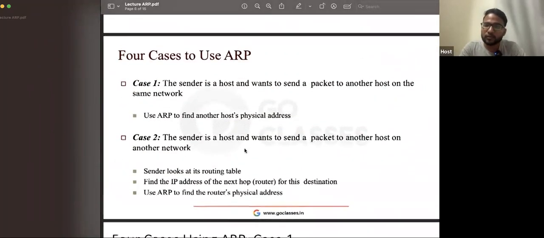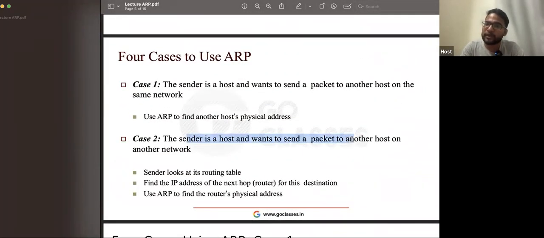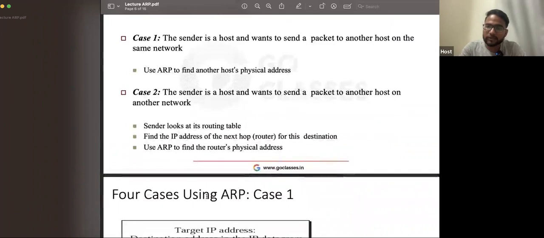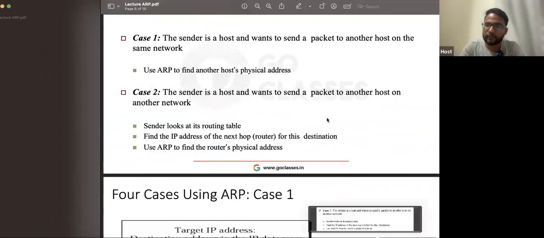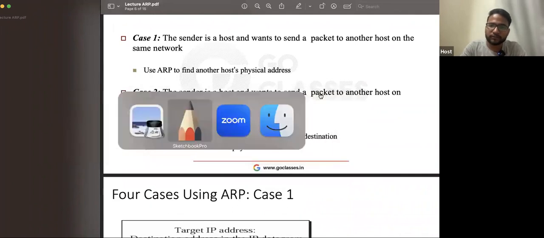Now there is case two, where the sender is a host and wants to send the packet to another host on another network. This is a little interesting. This case is quite interesting. All of the cases are almost the same, but still, if we want to distinguish, then we can distinguish.